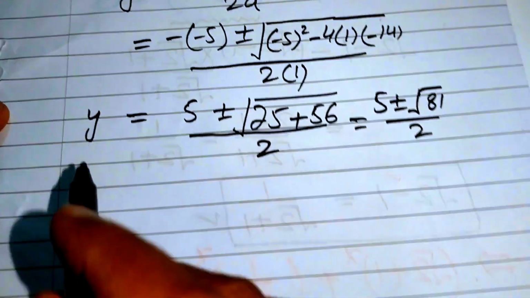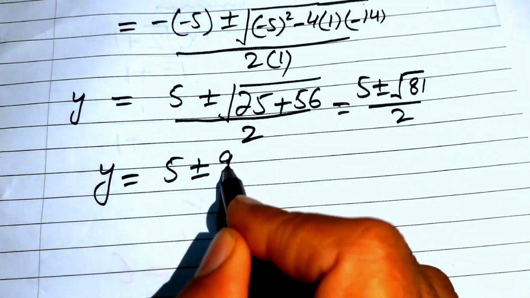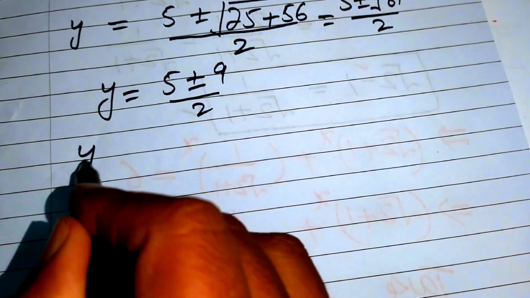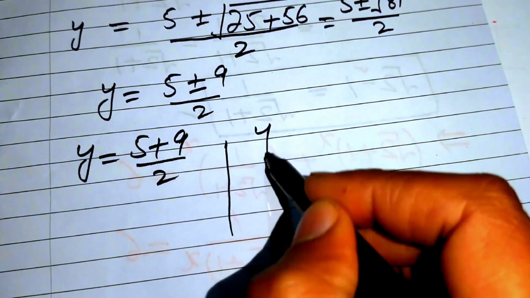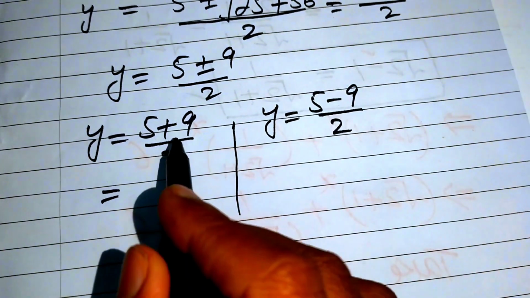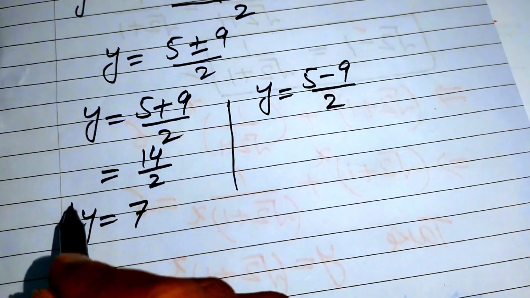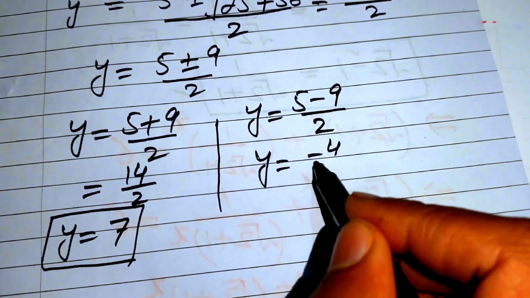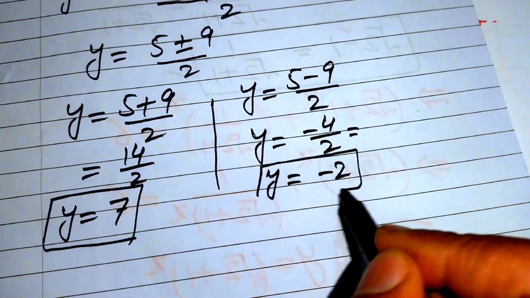So here we have the values of y are 5 plus minus 9 over 2. We know that the square root of 81 equals 9. So now we divide this into two cases. First we write the positive value, which is 5 plus 9, and after that we write its negative value, which is 5 minus 9, over 2. And you know that 9 plus 5 becomes 14 over 2, and we get the value of y equals 7. Similarly in this case we have y equals minus 4 over 2, and we get the value of y equals minus 2.